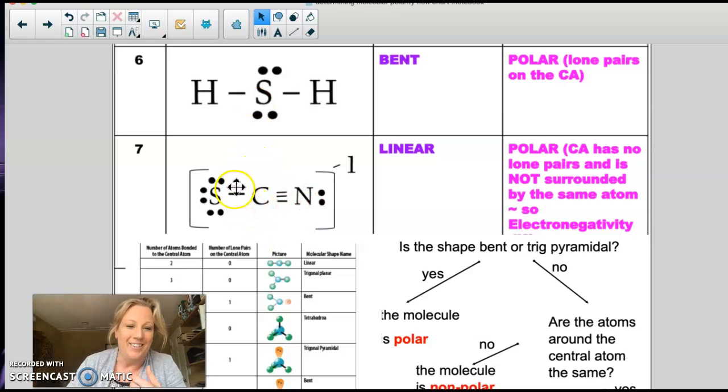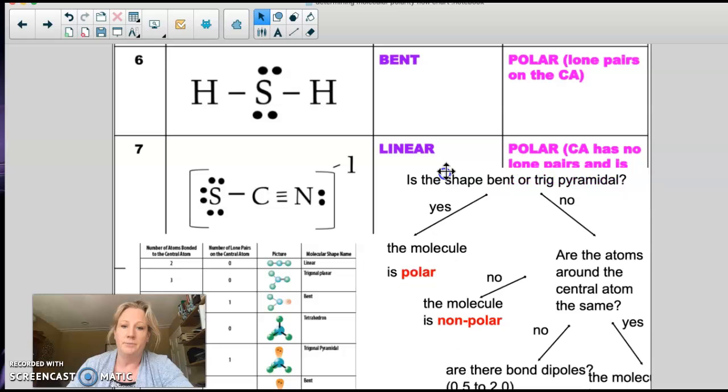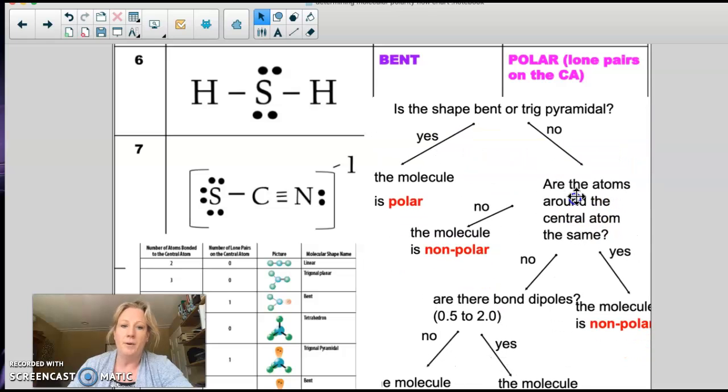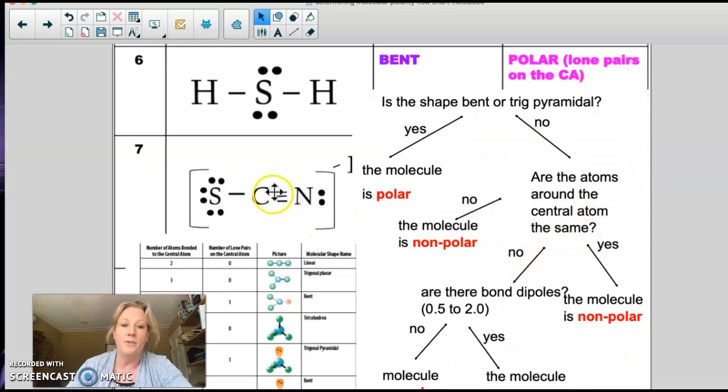So here we go. We've got, and again, I don't think this one is on your orange sheet, but there's no lone pairs. And, oh, actually it's right here. So 2 bonding areas and no lone pairs is linear. So then I go through the questions and are the atoms around the central atom the same? No. Here's our central atom. If these were both sulfurs or both nitrogens, then we'd say yes, and the molecule's going to be nonpolar.